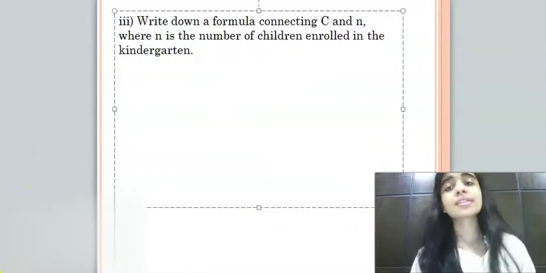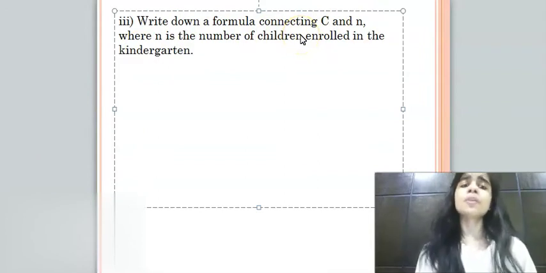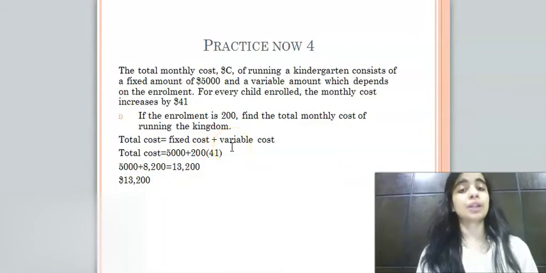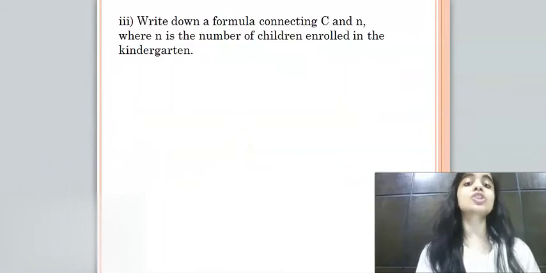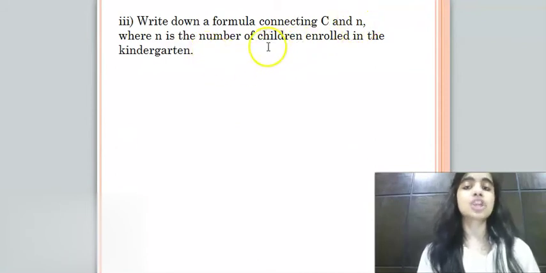So the next part says, write down a formula connecting C and N, where N is the number of children enrolled in the kindergarten. Now this should be very easy after doing the first two parts. In the first part, we wrote the formula: total cost equals fixed cost plus variable cost. Now the only thing to add is this N, where N is the number of children.